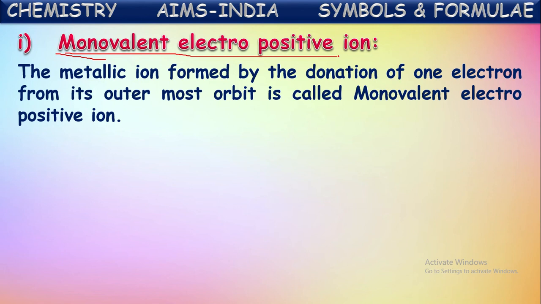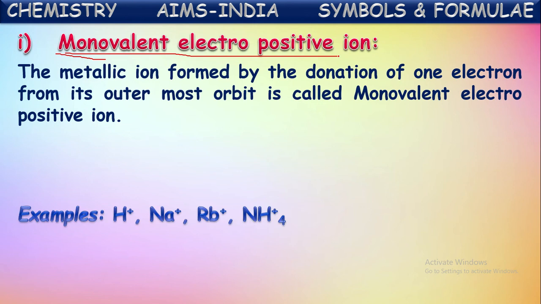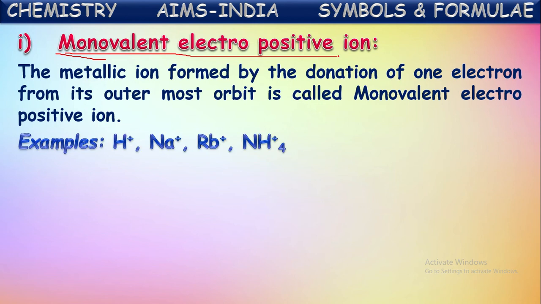Some metal atoms have only one electron in their valence shell. Those will always be ready to lose that one electron and hence they can acquire the nearest noble gas configuration. The ions formed by these elements are called monovalent electropositive ions. The metallic ions formed by the donation of one electron from their valence shell are called monovalent electropositive ions.